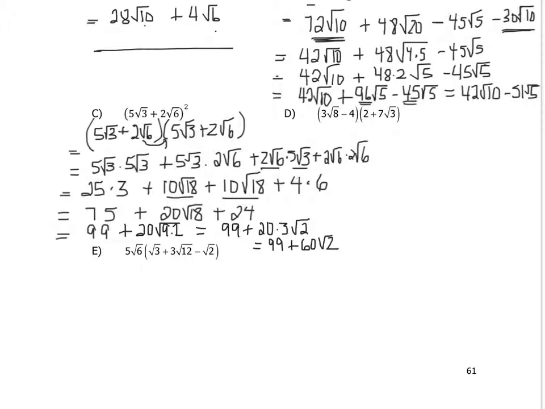So that's your final answer, because 60 root 2 can't be broken down any further, and it cannot be combined with the 99, because the 99 is just a whole number, and 60 root 2 is a radical.